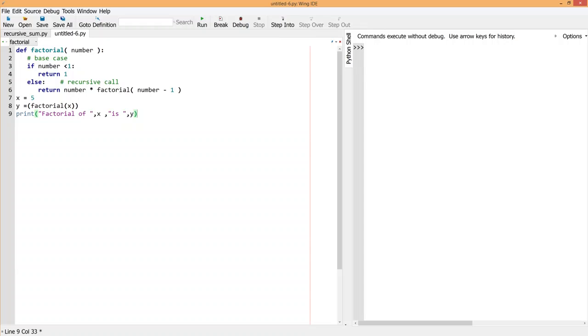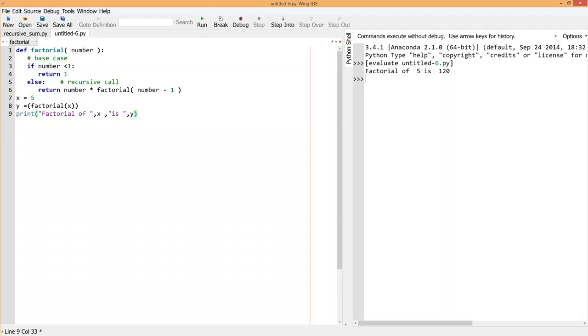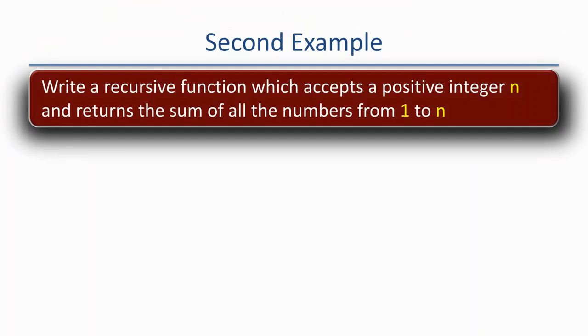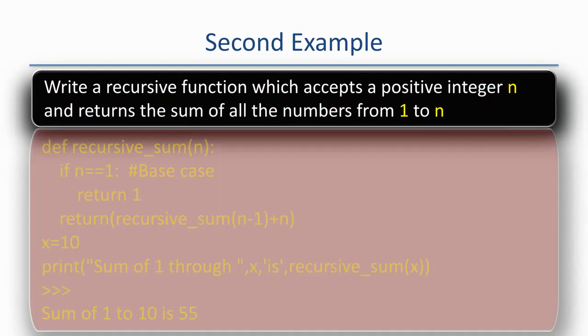Here is the same exact code, and you can observe that if I run it, it says factorial of 5 is 120, and if I run it again with 10, you can see that the result is exactly the same as the non-recursive version. Let me solve another example for you. Let's imagine we want to write a recursive function which accepts a positive integer n and returns the sum of all the numbers from 1 to n. Here is the code for that function.